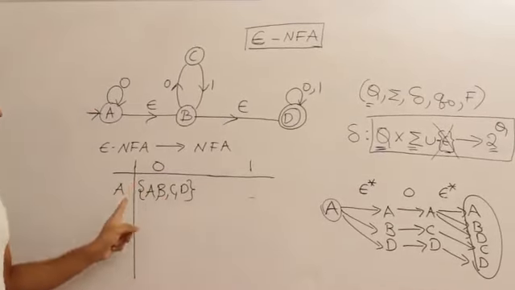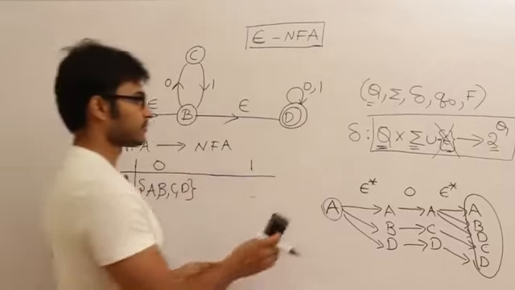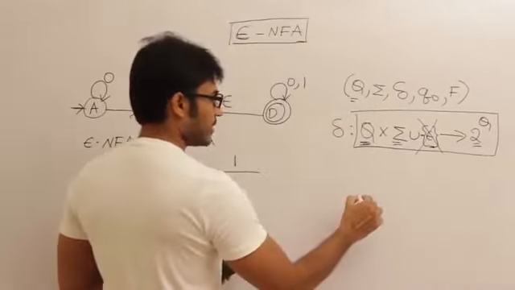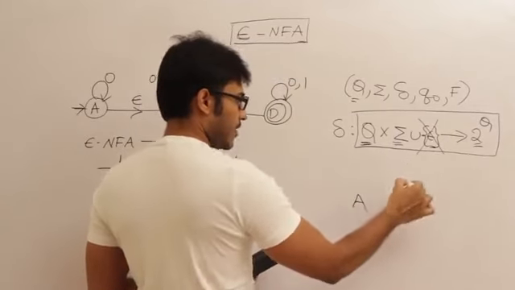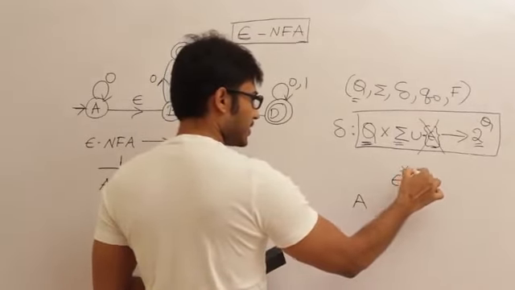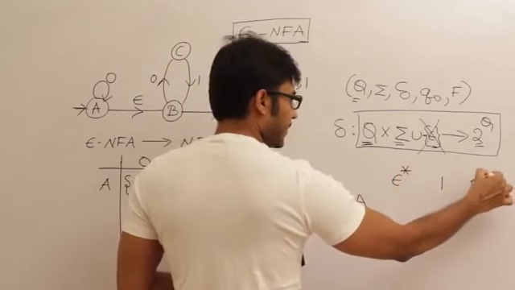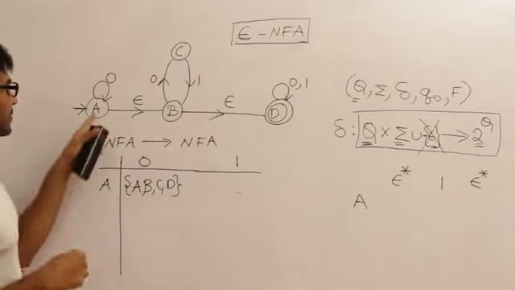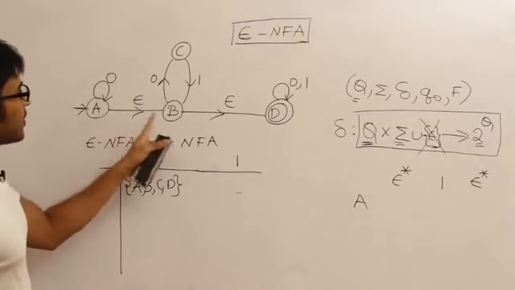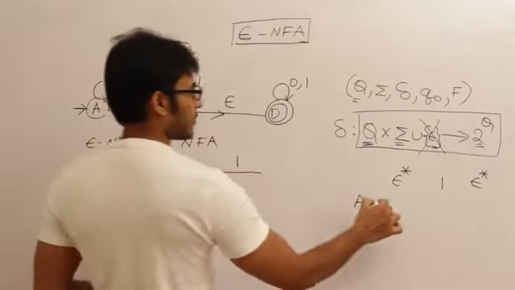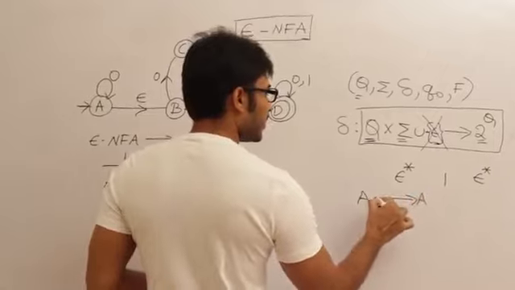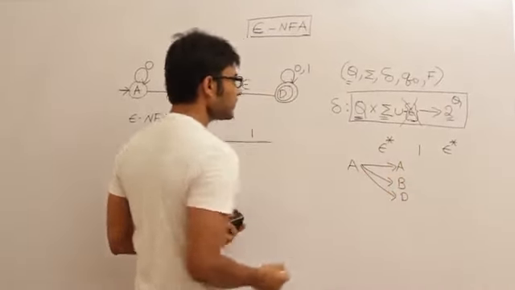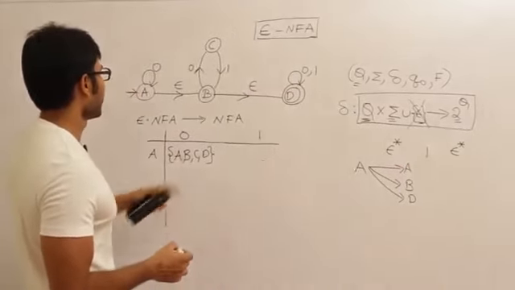What is this row? Capital A on 1. So again we are going to write the same way. Capital A, if I have to find out on 1, I am going to write it as epsilon star 1 epsilon star. What is capital A on epsilon star? Capital A on epsilon star is I can go to A, B as well as D. Only I am looking at epsilon. A, B and D.